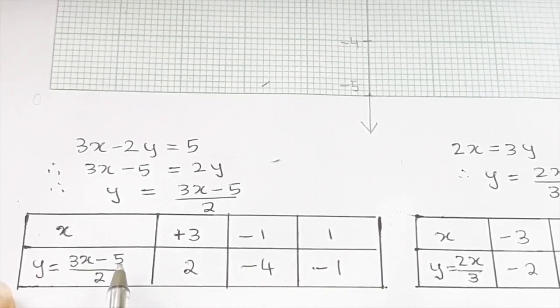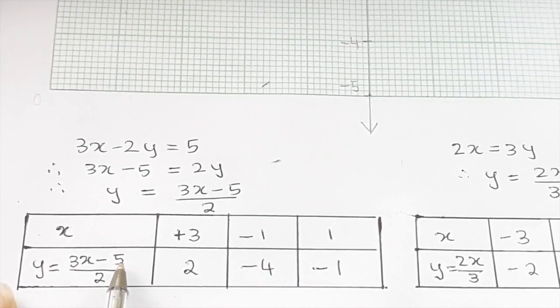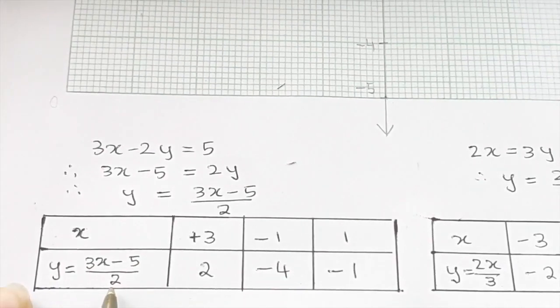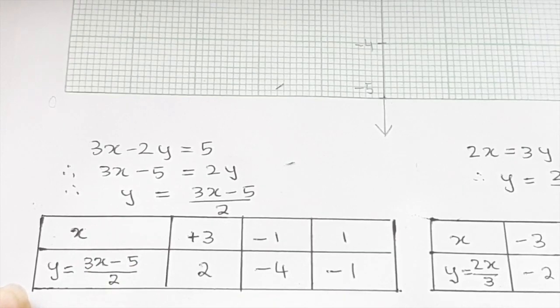So now by trial and error, I have got these values, x equal to plus 3, minus 1 and 1. So if it is plus 3, then 3 threes are 9, 9 minus 5 is 4, 4 upon 2 is 2. If I take x equal to minus 1, this becomes minus 3, minus 5 makes it minus 8 upon 2, that is minus 4. If it is 1, then 3 ones are 3, minus 5, that is minus 2 upon 2 gives us minus 1.